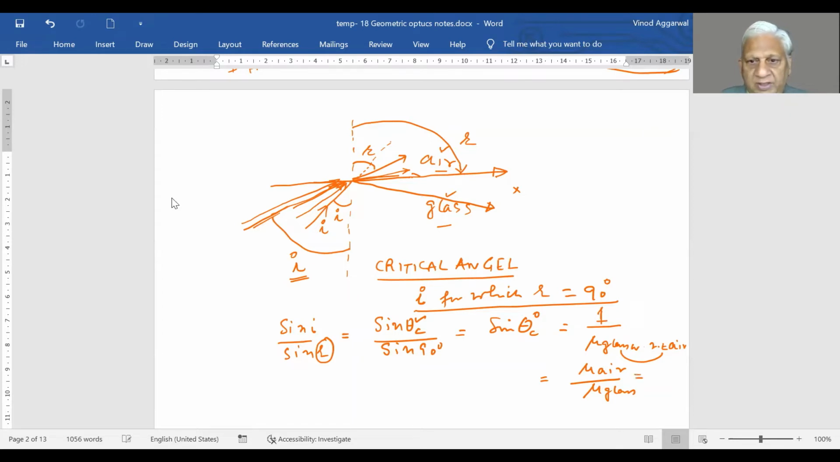There could be any other media. It's not necessary that you have to take glass or air. It could be any other medium, which could be mu2, and some rarer medium, which could be, let us say, mu1. Then we can always say sin theta critical will be mu2 by mu1. Obviously, mu2 has to be greater than mu1.